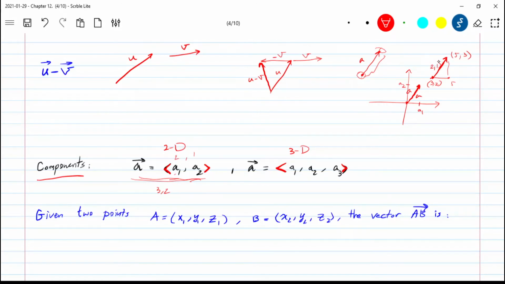Sorry, this is vector. Okay. Normally it starts from the origin, unless they say specifically to start from a different point and draw this vector.